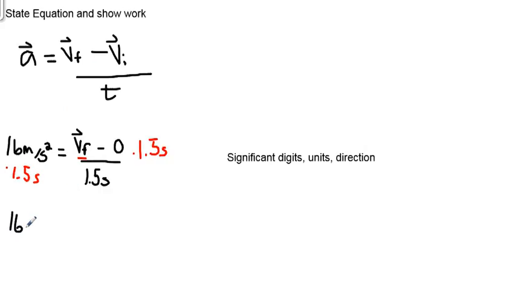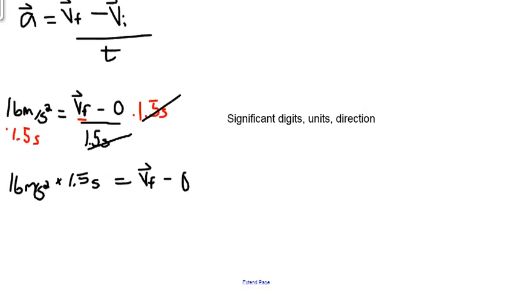So what we have on our left side is 16 meters per second squared times 1.5 seconds. That is equal to our final velocity minus 0. 16 times 1.5 is equal to a nice 24. And VF minus 0 is just VF. So what we've actually solved for is this final velocity.